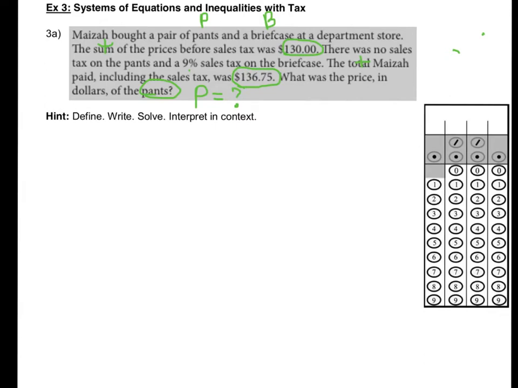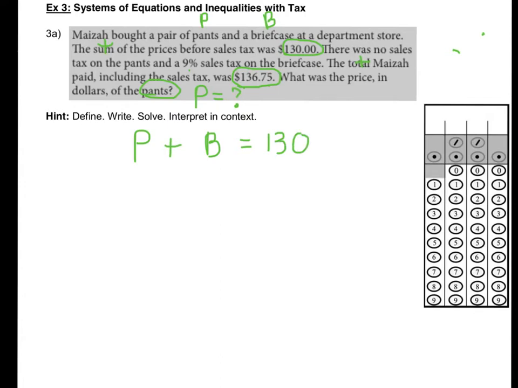So I'd like to point something out. We have pants and a briefcase. We have before tax equals 130. We have after tax equals 136.75. So we have two totals here. We have two equations. So this is going to be a system problem. So let's write the very first thing they told us. Just the sum of the prices without any tax was 130. So however much the pants cost plus however much the briefcase cost, it equaled $130. Great, we have the first equation done.